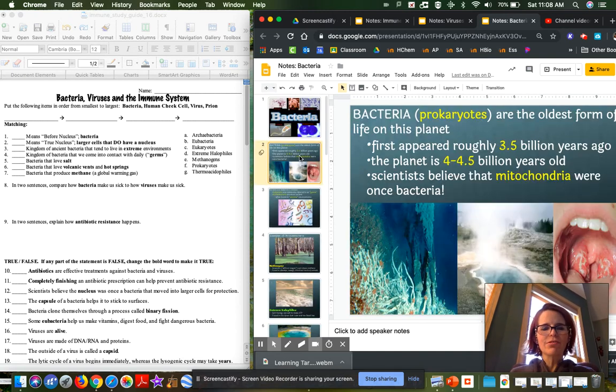Okay, scientists believe the nucleus was once a bacteria. That is false. They believe that the mitochondria was once bacteria. It's the same size as bacteria. It has its own DNA. It divides on its own. It has its own ribosomes.